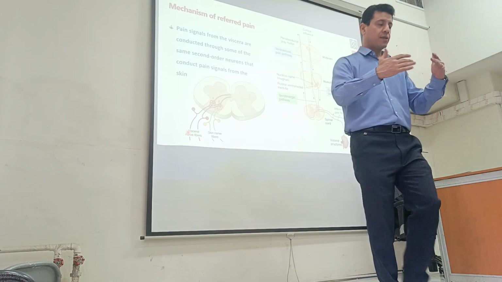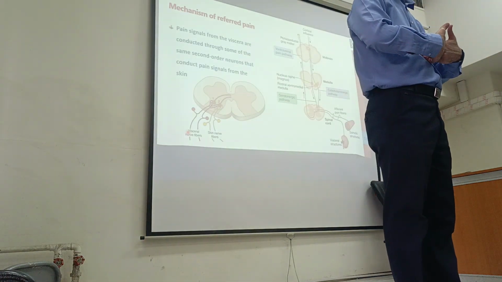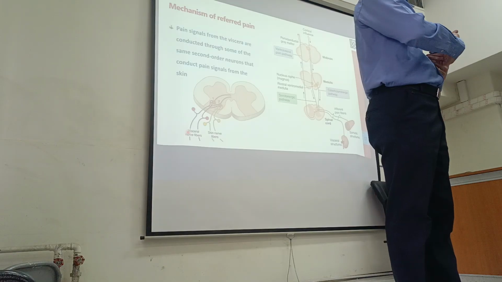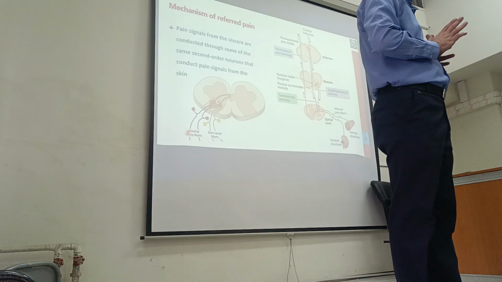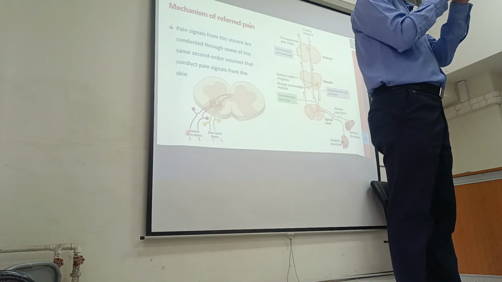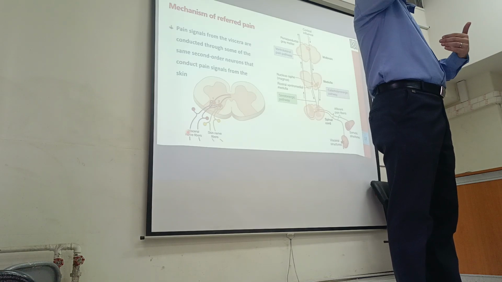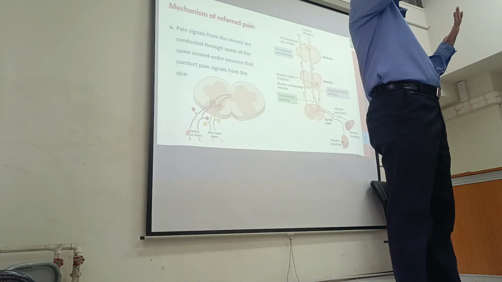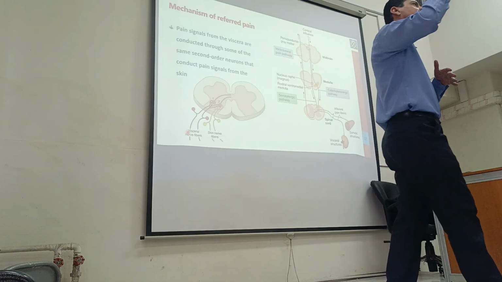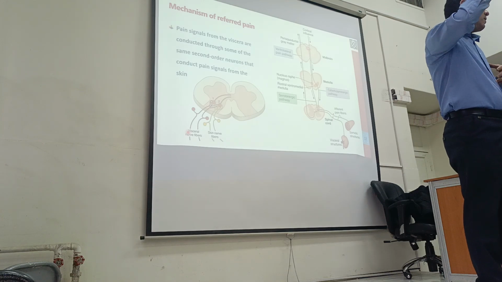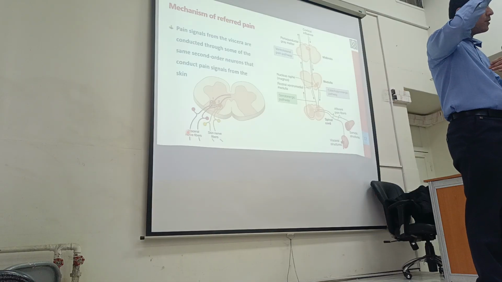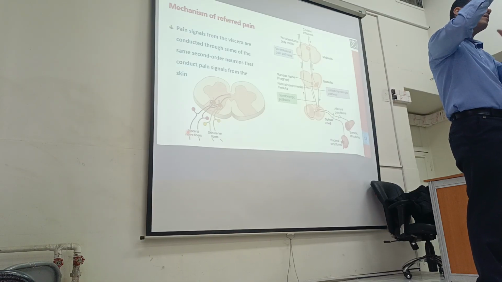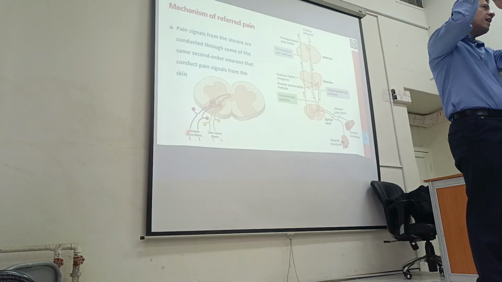So pain signals both from the skin, somatic pain, and from the internal organ, visceral pain, both converge on the same neuron. So the same neuron is responsible for transmission of somatic pain and visceral pain. Now imagine that you have somatic pain. C fibers and A delta fibers are activated from the skin. They go to this neuron. The neuron carries the signal to the brain. We feel pain. We know that the origin of the pain is from the skin.